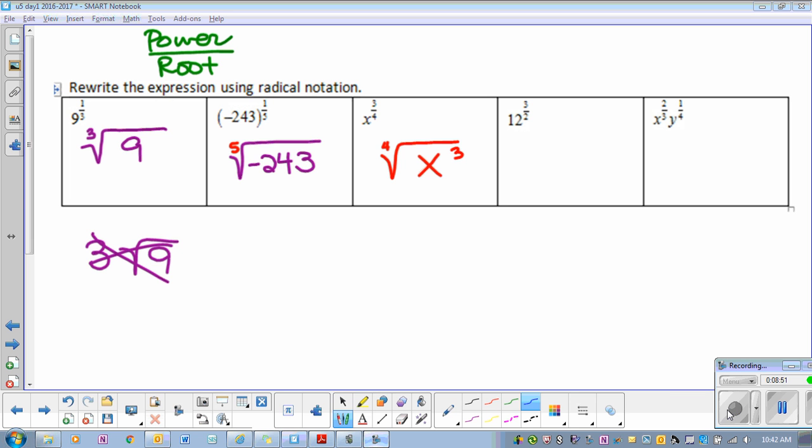Okay, so you should have 12. Let's see, it's a square root and power 3. Yeah? Okay, so the next one.